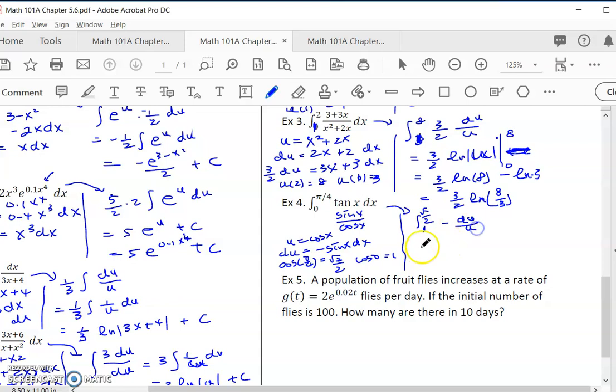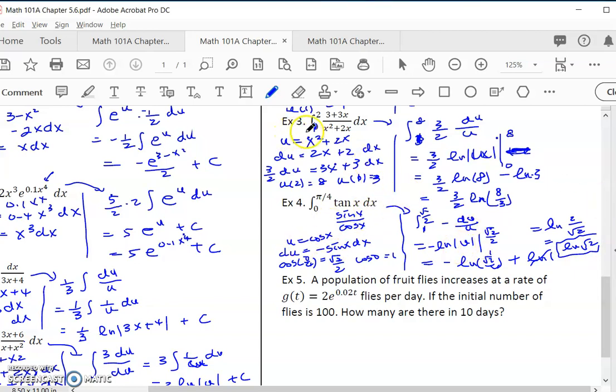So that's negative ln absolute value of u, plugging in root 2 over 2 and 1. So it is negative ln root 2 over 2 minus negative, that means plus ln 1. Ln 1 is 0, so it's this one. So in a sense, that would be ln, negative means reciprocal, 2 over root 2. 2 over root 2 is ln root 2. That's the final answer.